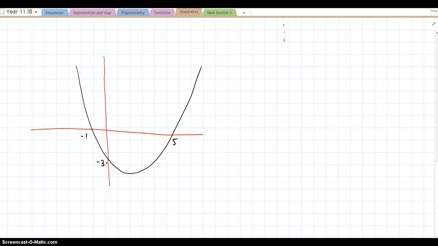Okay, so in this form, we want to write the equation in the form ax squared. So find the equation of this parabola in the form y equals ax squared plus bx plus c. Okay, so how would we go about that?